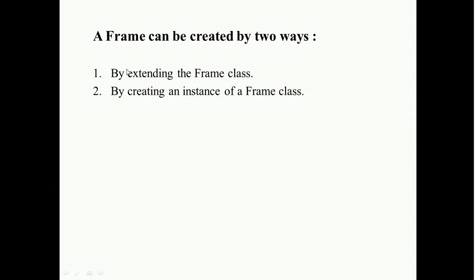So these two are the methods or ways to create a frame. First is by extending the frame class, and second is by creating an instance of the frame class. In the first way, the class extends JFrame, and in the second way we create an object of the JFrame, not a class.